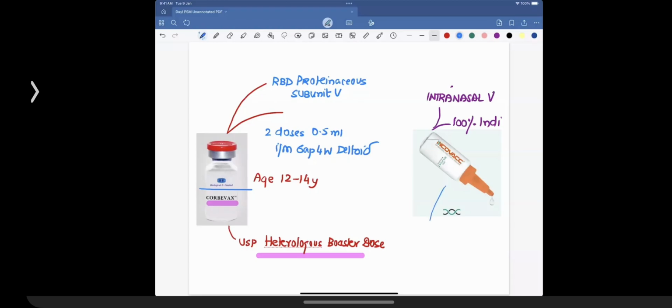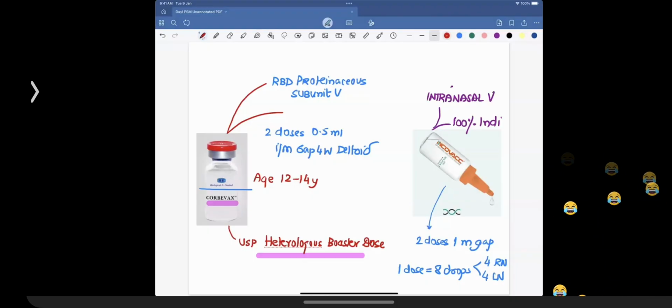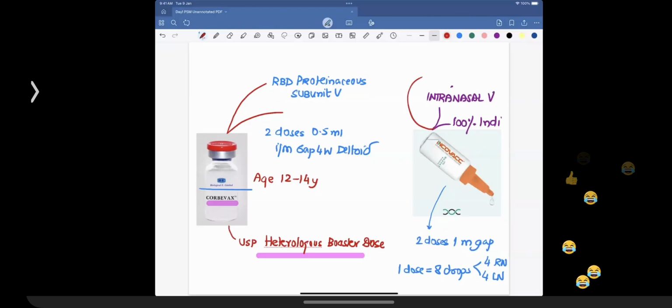Incovac, what is the dose? 2 doses, 1 month apart. One dose is equal to 8 drops. 4 in the right nostril and 4 in the left nostril. Right? That is Incovac. Incovac is which type of vaccine, anyone? Yes, non-replicating viral vector-based vaccine produced by Bharat Biotech.